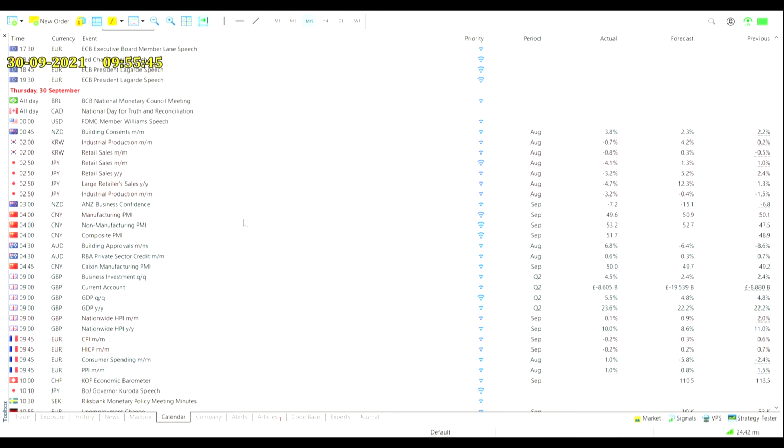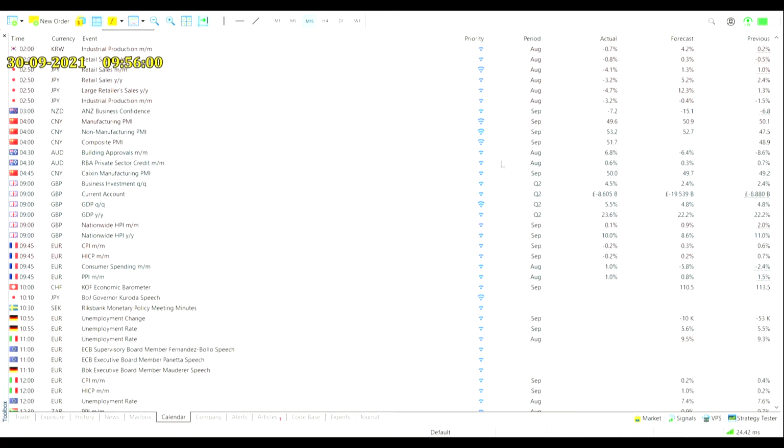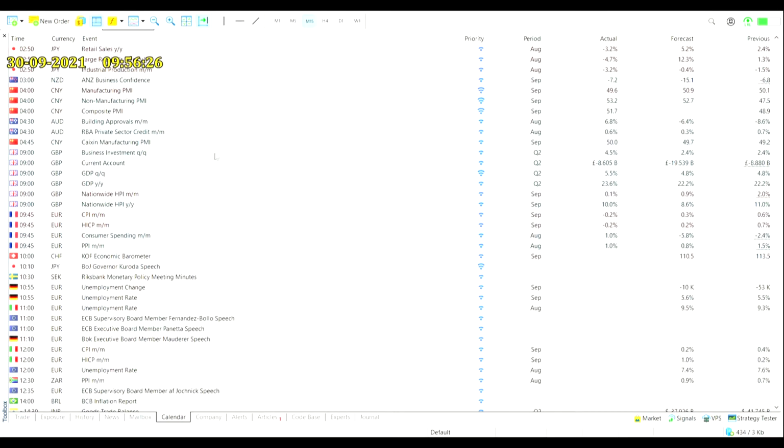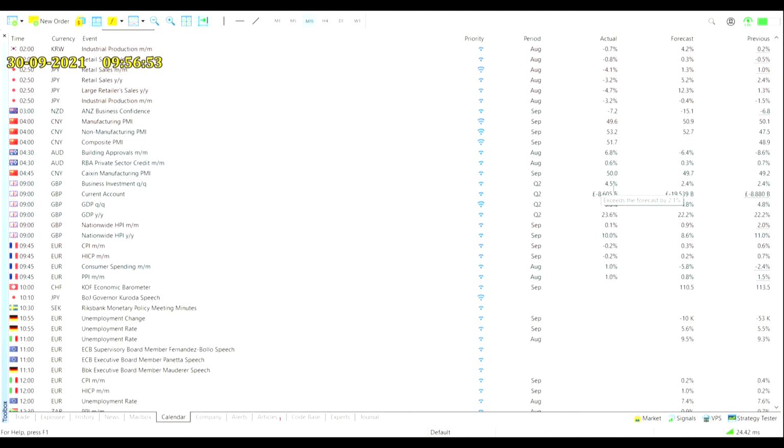China, manufacturing PMI, non-manufacturing PMI, about as they were predicted. Australian building approvals month on month, they had a win there, 6.8% actual against a negative 6.4% forecast and a negative 8.6% previous. That was the Asian session. We've already had some numbers in the European, a few from the GBP. Business investment quarterly up 4.5%. That was forecast just at 2.4. Current account a bit better than expected as well. Negative 8.6 billion against negative 19. The big one though, GDP quarterly, and it is better than expected, 5.5% versus 4.8 forecast and 4.8 previous.